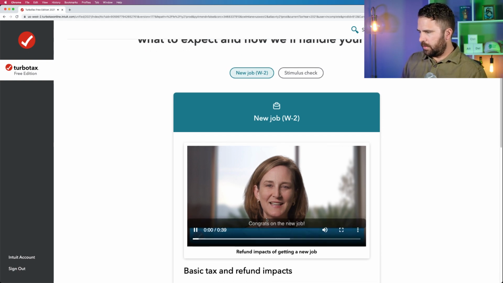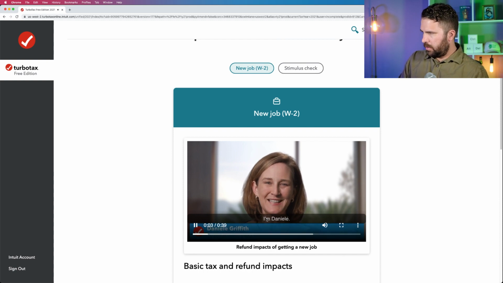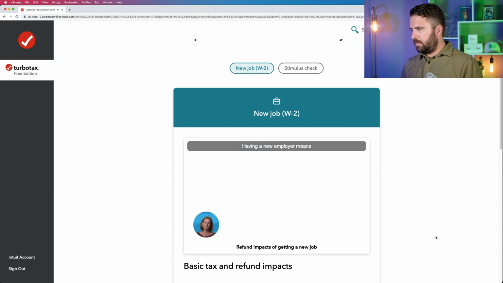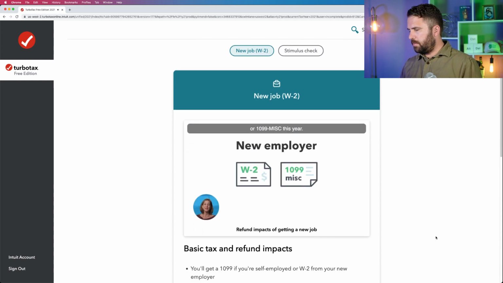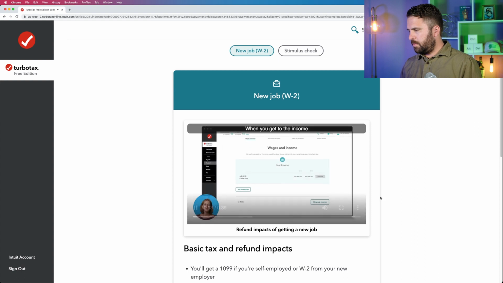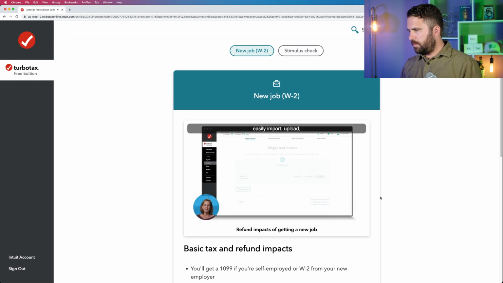Let's see. Congrats on the new job. I'm Danielle. Let's take a look at what that means for your taxes. Having a new employer means you'll have a new W-2 or 1099 miscellaneous this year. When you get to the income section, you'll be able to easily import, upload, or enter your new forms.